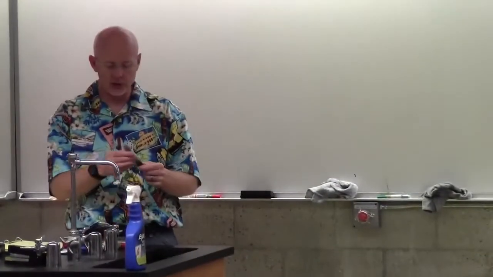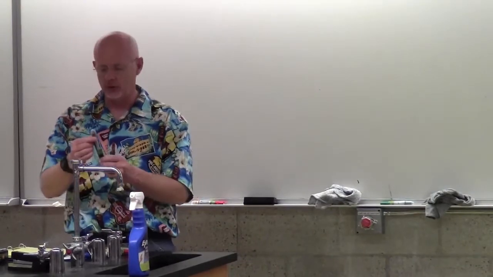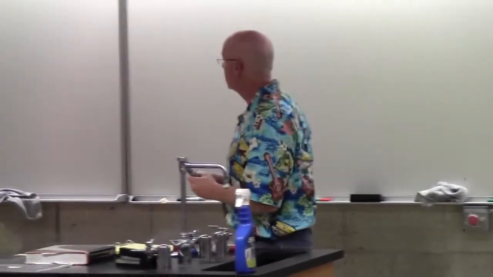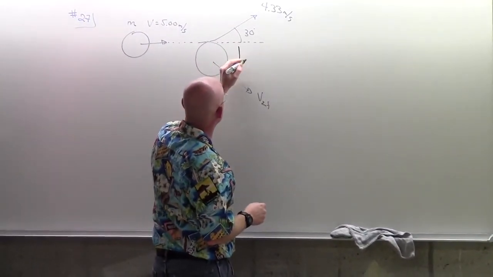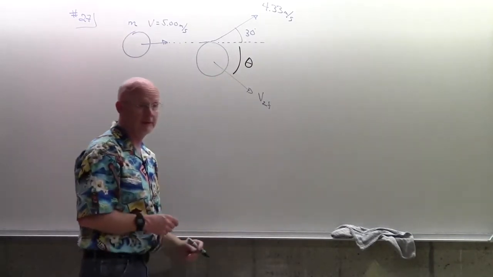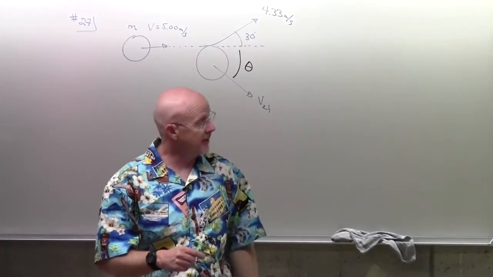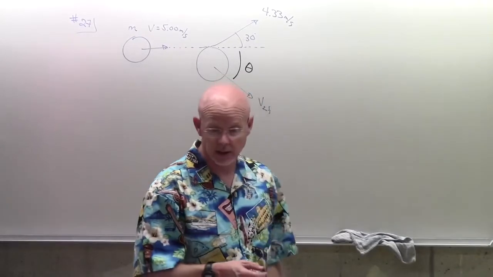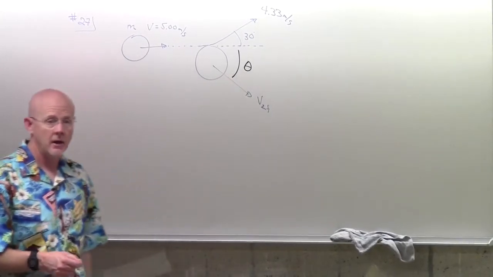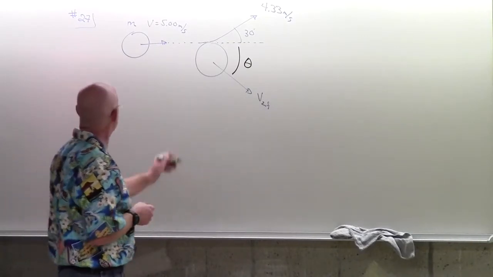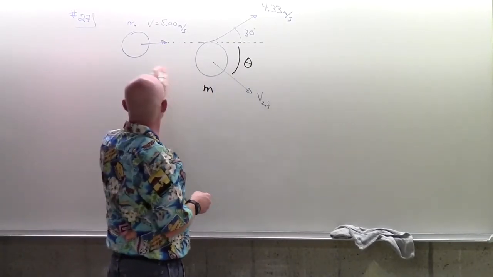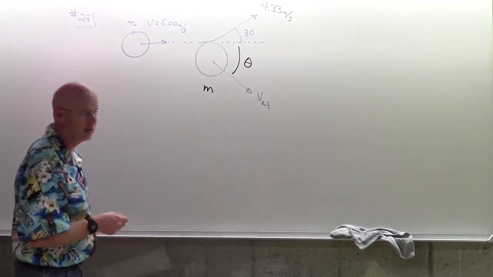Looks like my blue marker, I didn't check for ink, is getting a little dry there. Let me switch to black here for a little bit. But this is the speed. And then there's some angle. Let's call it theta. Which I don't recall them telling me that, right? No, so I don't know that. They did tell me it has a mass M and it's the same as that one. Okay.